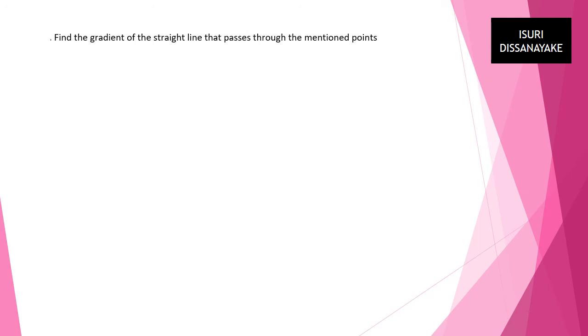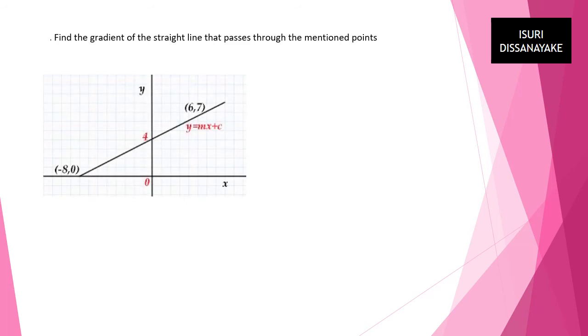Next, we are going to learn how to find the gradient of a straight line which passes through 2 points. So 2 points means, in a coordinate plane, say (6, 7) and the other point is (-8, 0). When you join the 2 points, you get a straight line. We are going to find the gradient, the slope, of this straight line which you have drawn.